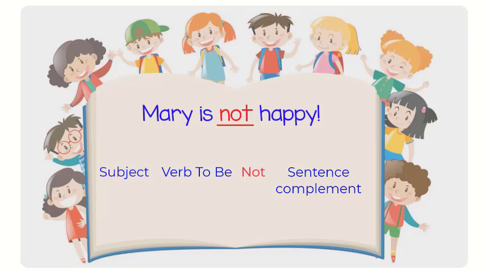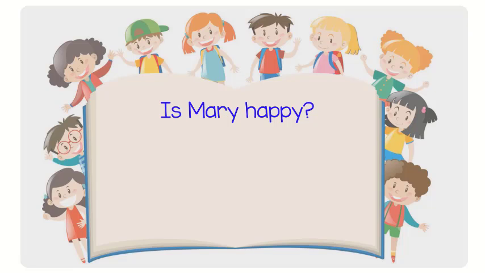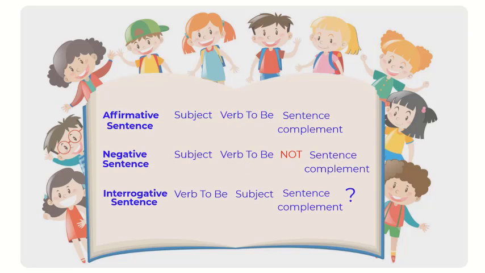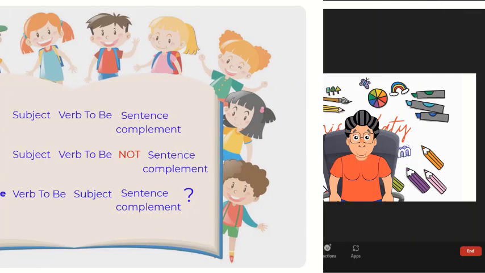And finally, let's look at an interrogative sentence. Is Mary happy? Now the verb has come to the beginning of the sentence, and the order of the words is now verb, subject, sentence complement. Keeping these formulas in your mind, you will always know how to make a sentence using the verb to be.